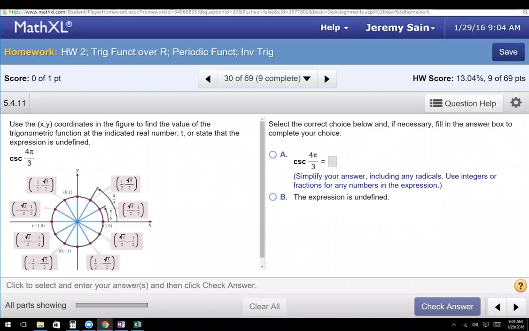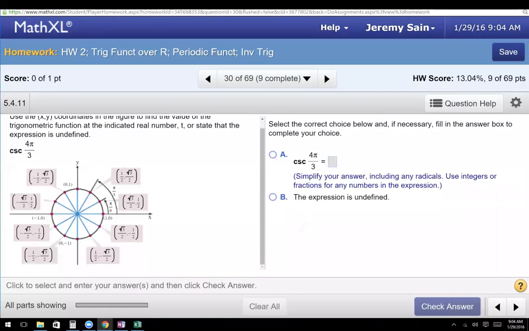So we started talking about the unit circle last time, which is pretty simple. Basically, on the unit circle, sine is the y-coordinate, cosine is the x-coordinate, tangent is the slope. So if you remember that, you're good. So cosecant, is it 1 over sine or 1 over cosine? Sine. So we're going to go 1 over y.